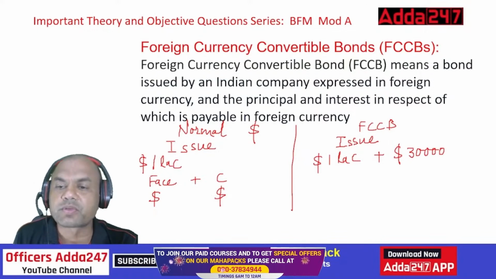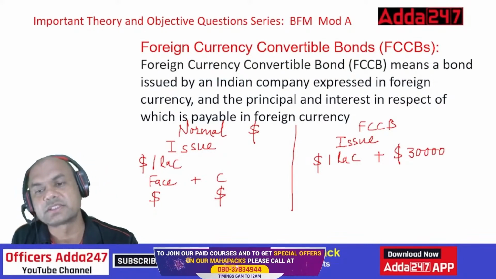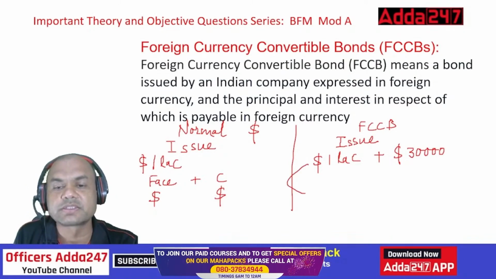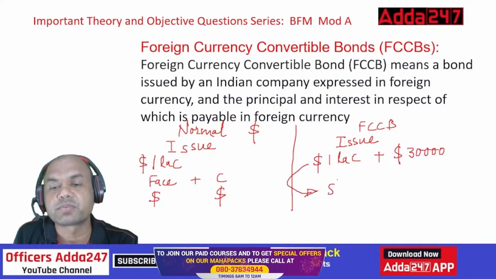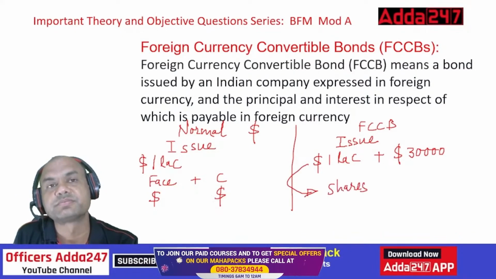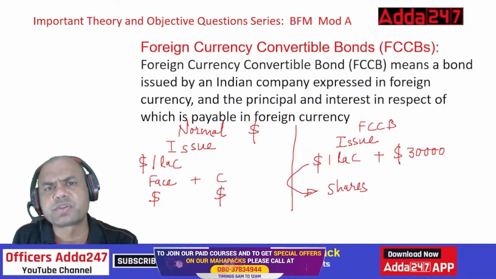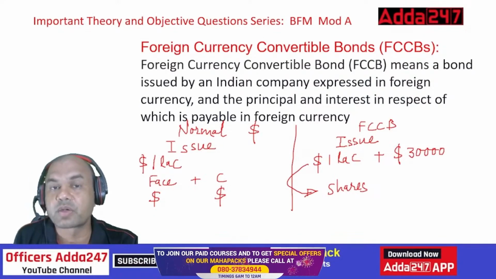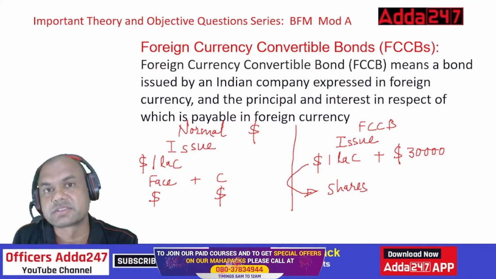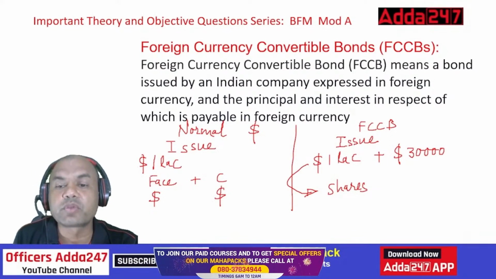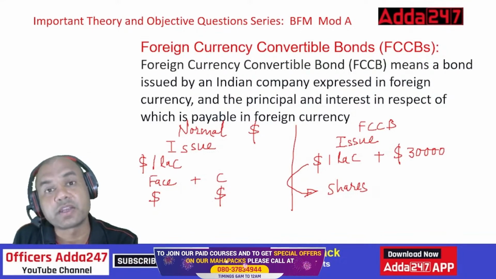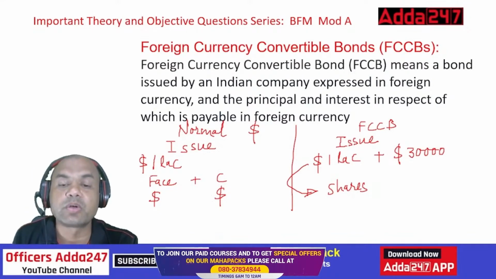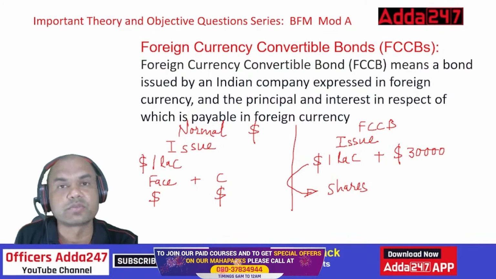So instead of giving you $1,30,000, I'll convert this into an equivalent amount of shares of my company, and I'll issue these shares to you. Now there are two advantages. One, the number of shares of my company has increased, so my capital increases. Second, I don't have to forego this cash now. So that is the advantage of FCCB. In a normal bond, I have to give this 1,30,000, whatever it is.